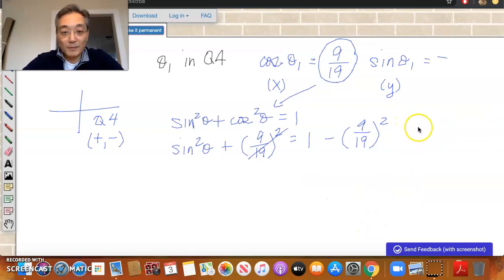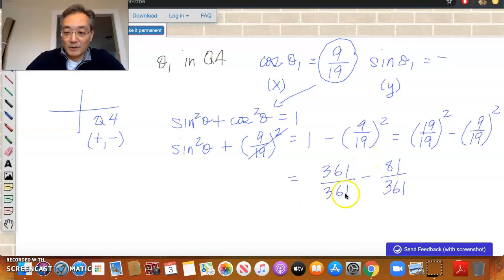Something just happened. I just lost it. What just happened? Okay, so I just got it back. And that's going to be 361 minus 81, bottom is 361, correct? So 361 minus 81 is 280, correct? Does everyone agree? Okay, it's 280, because 280 plus 81 is 361. Good. And now that is my sine squared.